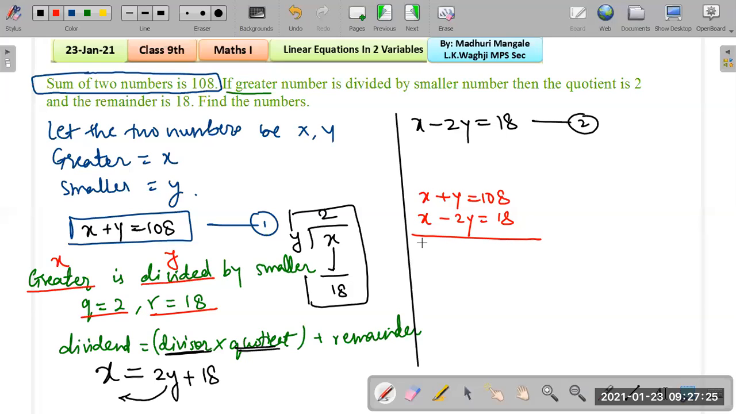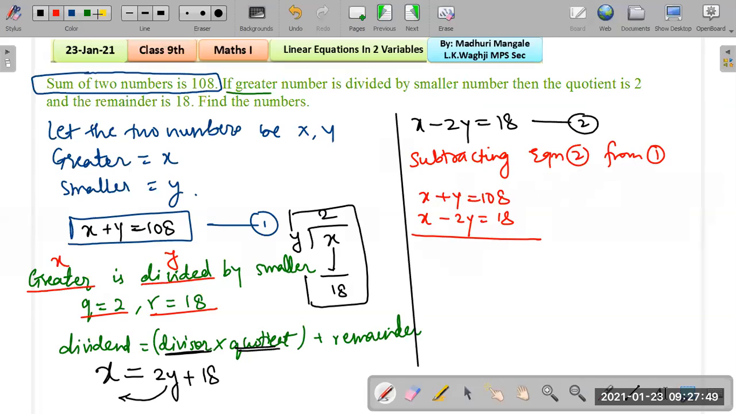What gets eliminated? Look at the coefficients of x and coefficients of y. Coefficients of x are the same. Should we add or subtract? So we have to subtract because the coefficients are the same with the same signs. So subtracting equation 2 from 1. The first equation is written first and the second goes second.